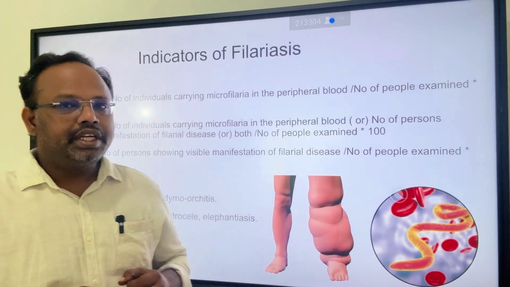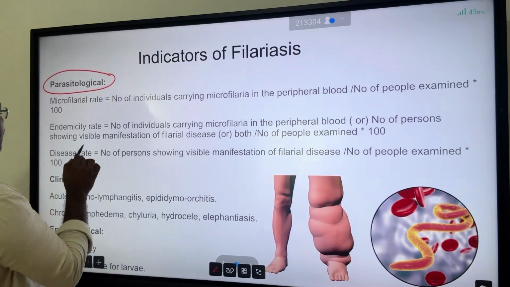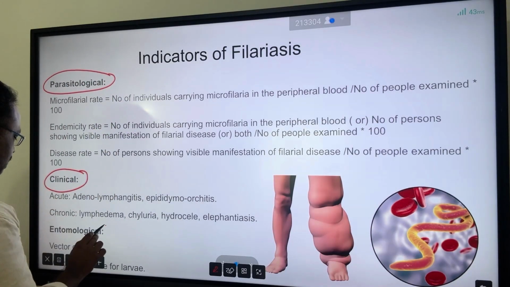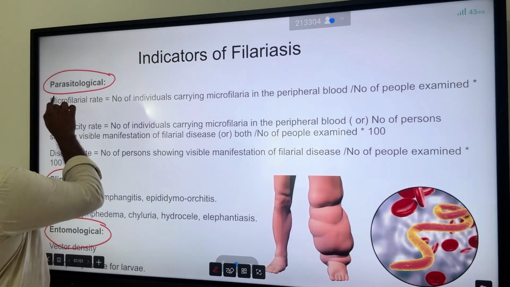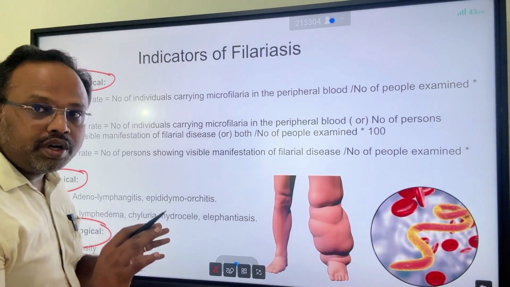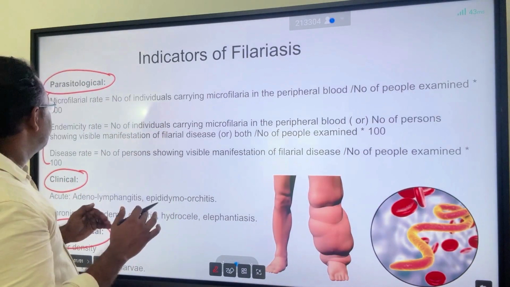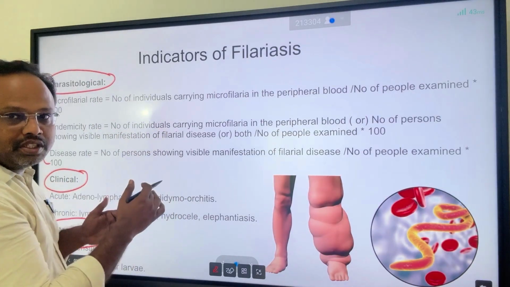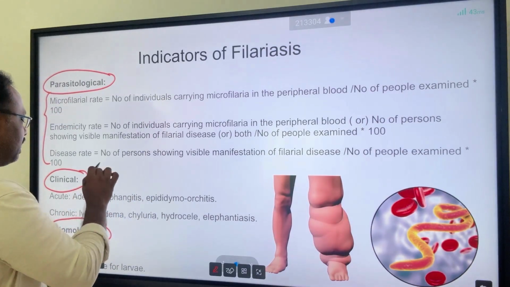We have classified the indicators of filaria into three types: parasitological indicators, clinical indicators, and entomological indicators. Out of these three, the parasitological indicators are the most important, which will be used for your problems in community medicine. So we will focus only on this. Before focusing on the parasitological indicators of the disease, it is good to know about clinical indicators also.